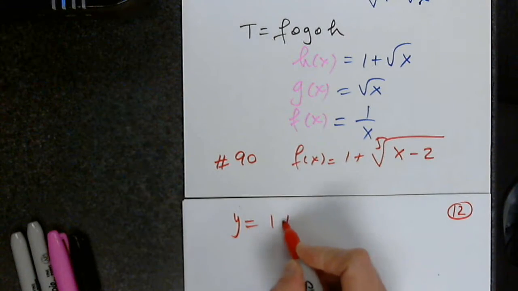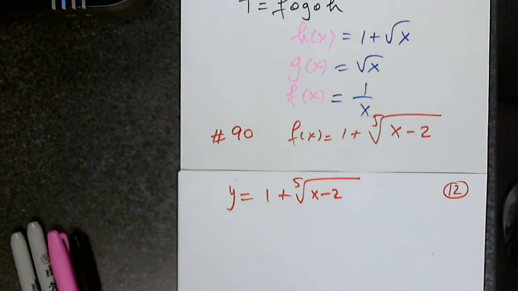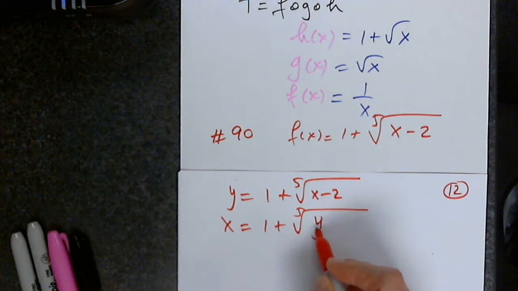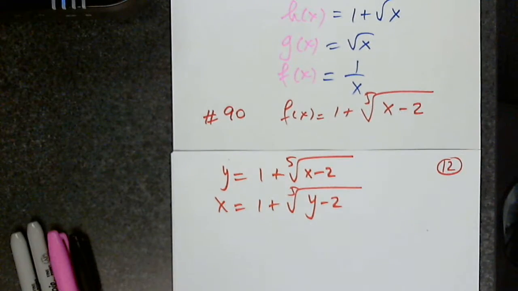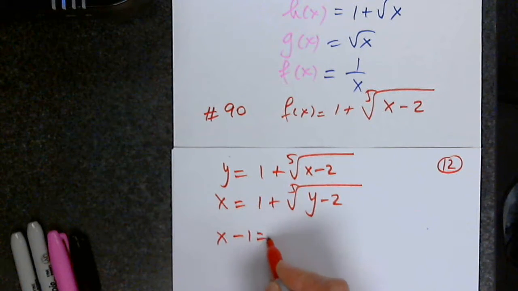So y equals 1 plus the fifth root of x minus 2. Next step. Yes, swap them. x equals 1 plus the fifth root of y minus 2. Now what? Subtract 1.